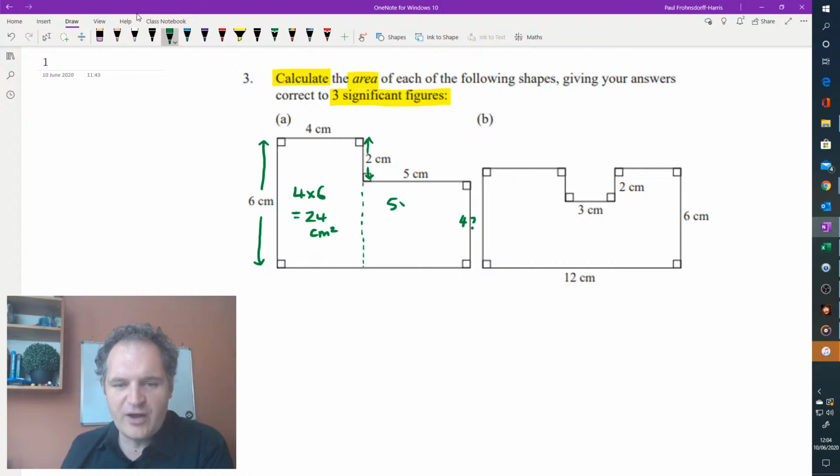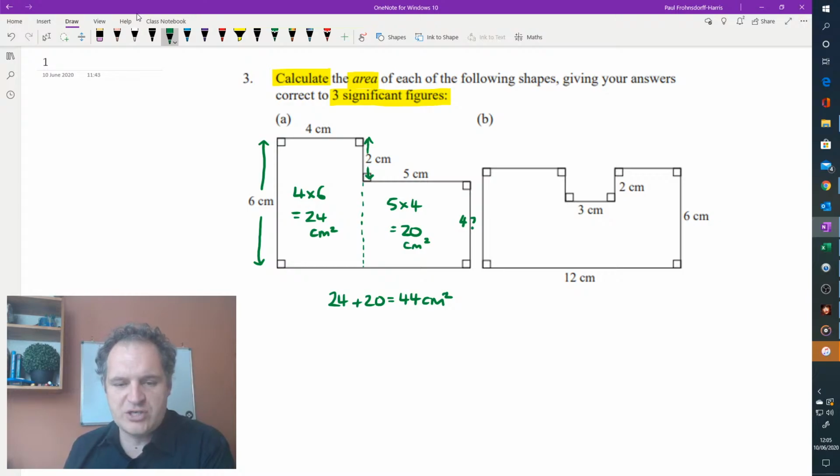This means this is 5 times 4, which is 20 centimeters squared, which means the overall is 24 plus 20 is 44 centimeters squared. It then says give your answers correct to 3 significant figures.